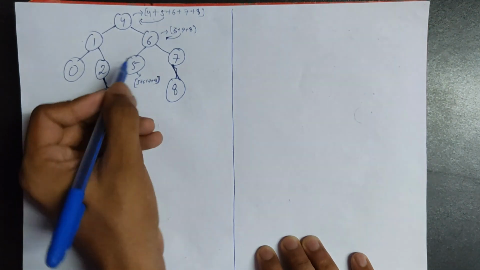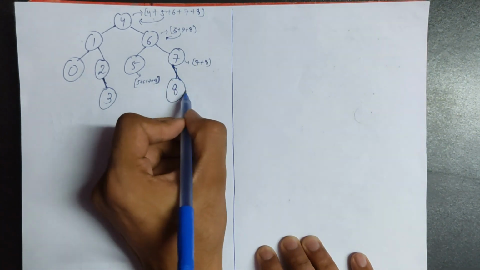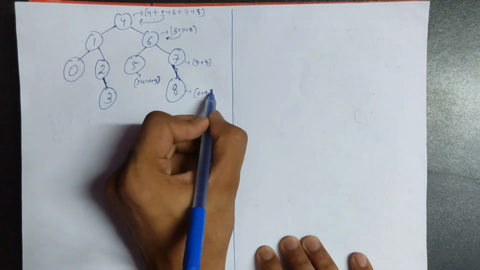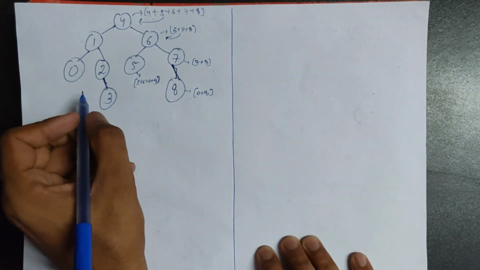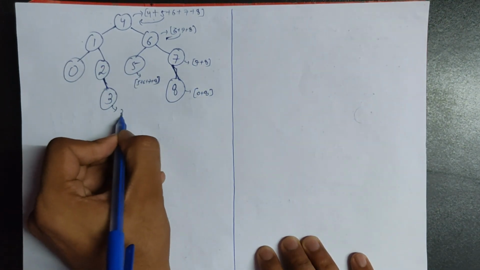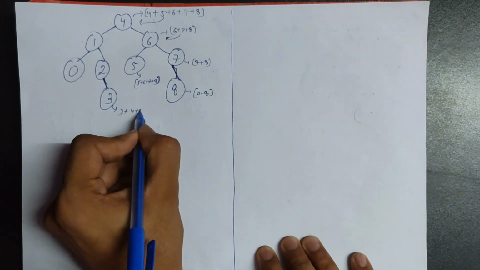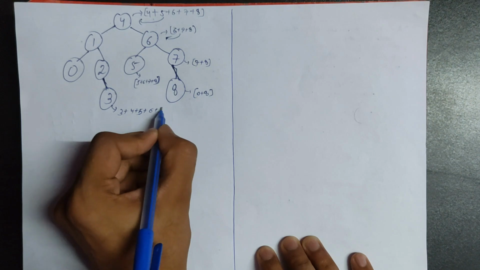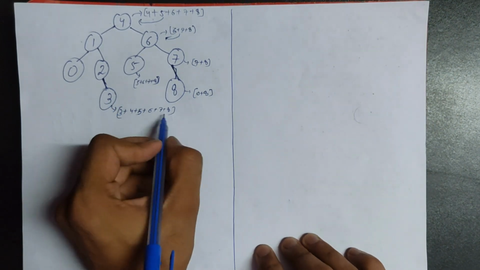All the values will be changed like this. For 7, it will be 7 plus 8. For 8, it will be 0 plus 8. We will initially take 0 as a variable and then we will do this process. And for 3, what will be the value at this point after the operation? 3 plus 4 plus 5 plus 6 plus 7 plus 8. Okay, so we have to sum up all these values and push it here.